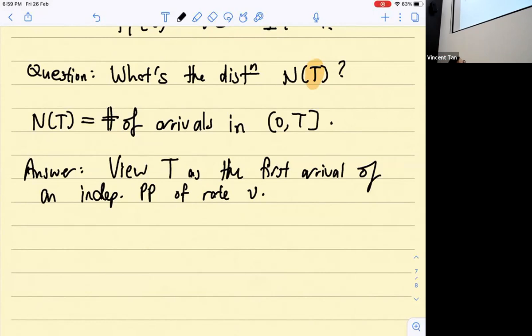Yeah, my favorite thing is conditional expectation. Sorry, I cannot turn backwards.